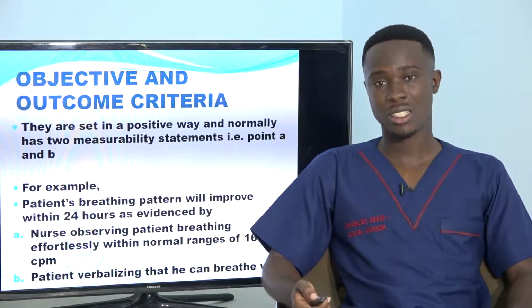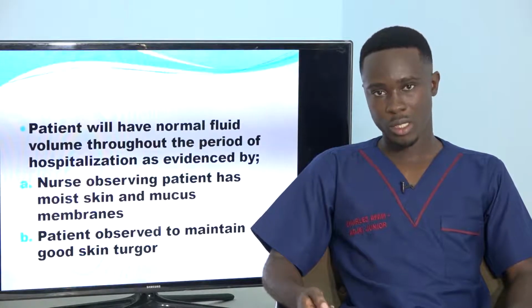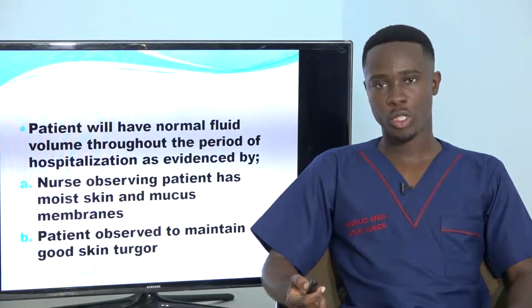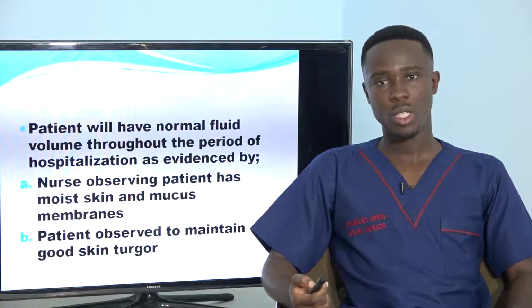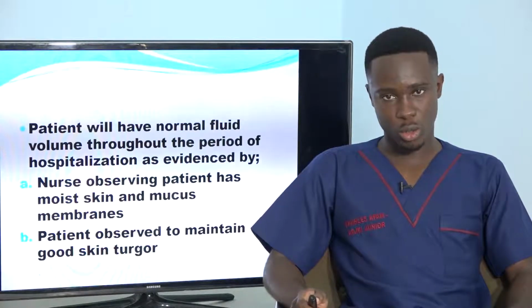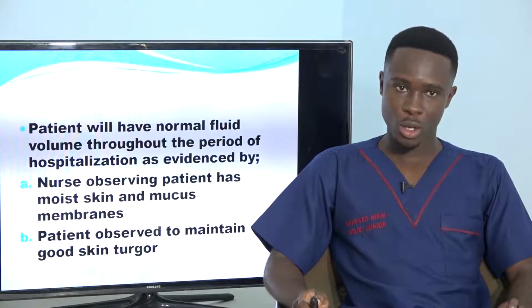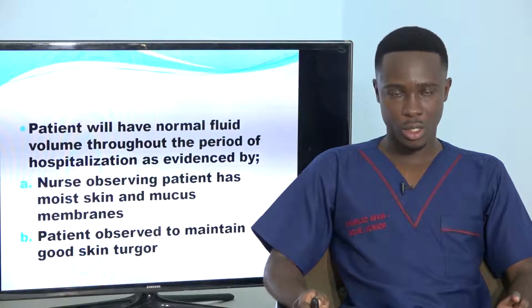So these are classic examples of objective and outcome criteria. This is another one for you. Patients will have normal fluid volume throughout the period of hospitalization as evidenced by... So when you look at the components of the objective and outcome criteria, you can see that all the characteristics are there.